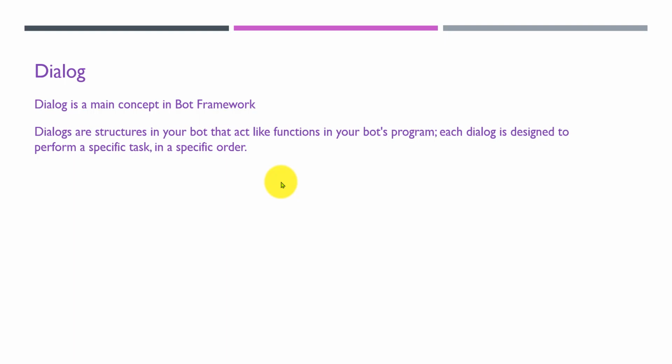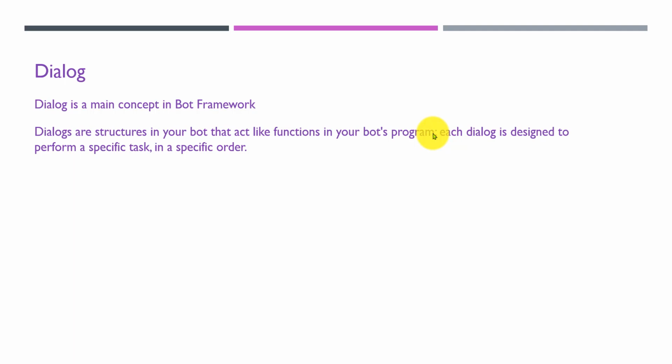In this tutorial we are going to learn about the dialog concept: what a dialog is and how to use it. Dialog is one of the main concepts in Bot Framework. It's not a GUI or something like that. It's a structure. Our function acts like a dialog, so that we can easily assign our work to a specific operation.